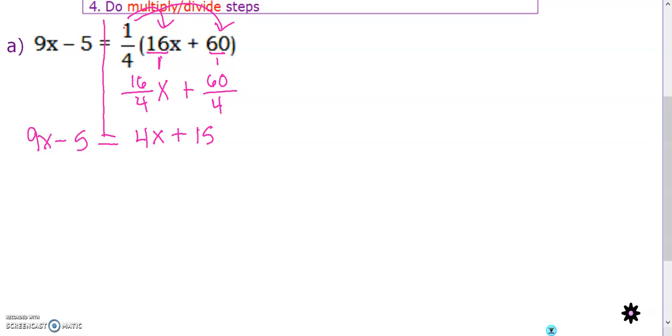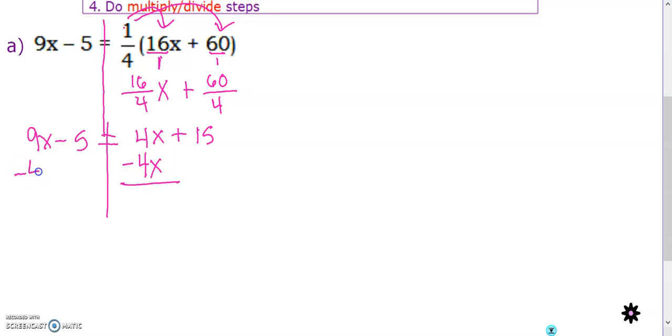Our second step, now I see I have variables on both sides. So what did we talk about last time? We said we're going to take all of the variables from the right side and move them to the left side. So I'm going to take my 4x's here and move them to the other side. So I want them to disappear from the right side. So I already have positive 4x. To make positive 4x disappear, I'm going to subtract 4x.